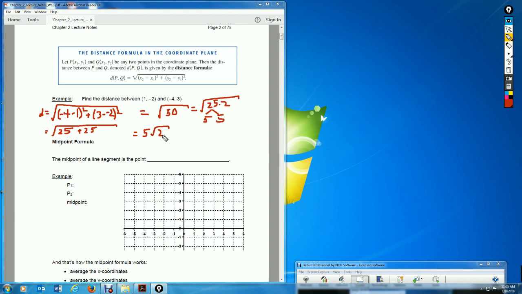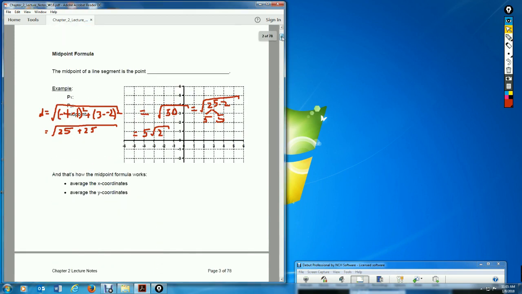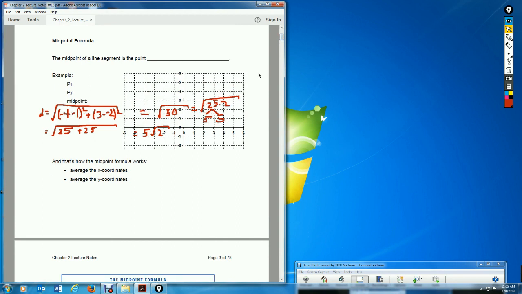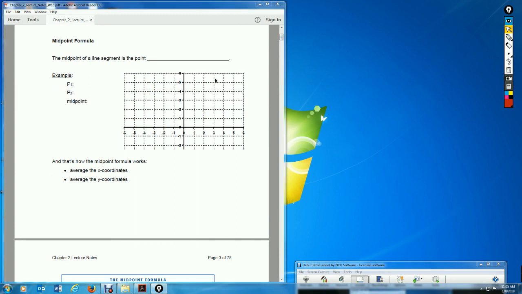All right, I'm going to scooch this down and erase everything, so pause if you need to. And let's go on to the second quick topic in this section, which is the midpoint formula. The midpoint of a line segment is the point, I'm not going to write this out, I'm just going to say it. It's the point halfway between the two endpoints.